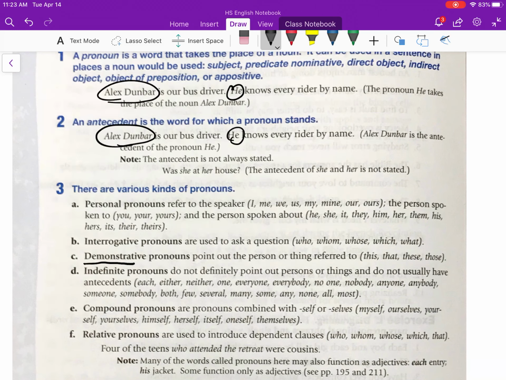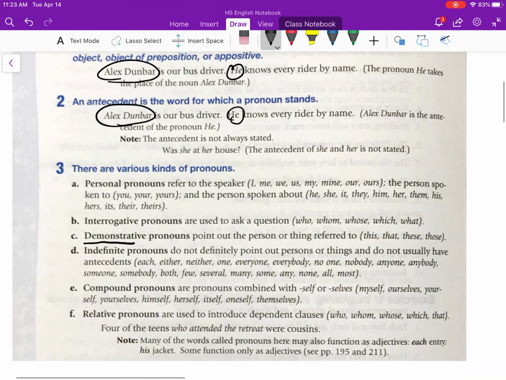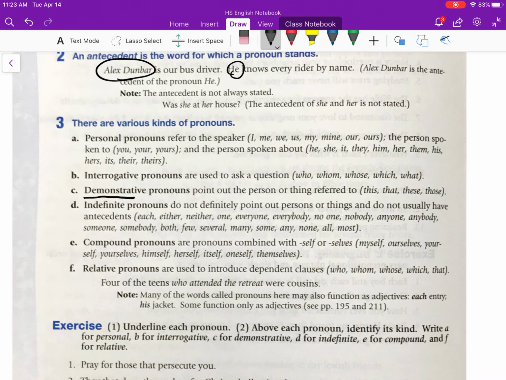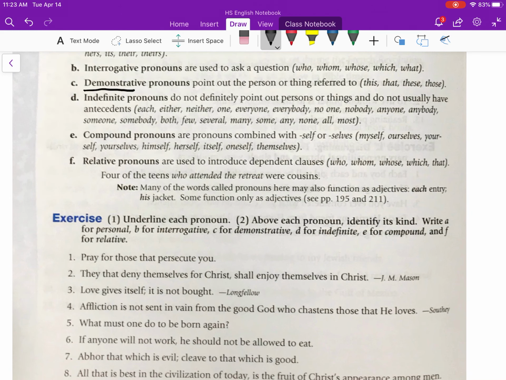Next, compound pronouns are pronouns combined with self or selves. That would be myself, ourselves, yourself, yourselves, himself, herself, itself, oneself, themselves. And then finally, there are the relative pronouns, which are used to introduce dependent clauses, and they are who, whom, whose, which, and that. You've already been using these when introducing dependent noun clauses in the previous chapter. Four of the teens who attended the retreat were cousins. Note, many of the words called pronouns here may also function as adjectives. Each entry, his jacket, and some function only as adjectives. We'll deal with that later.